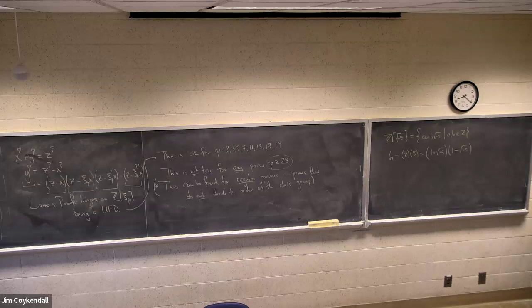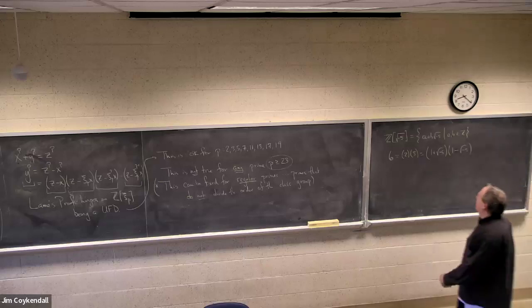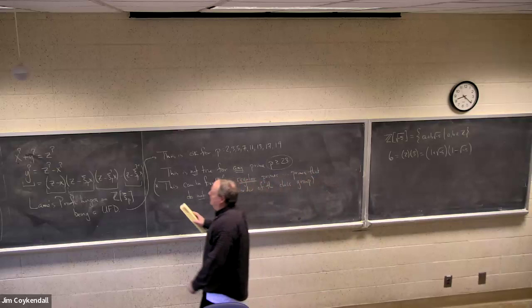And it's fairly easy. You can use the norm and you can show that the elements involved are 2, 3, 1 plus radical -5, 1 minus radical -5, are all irreducible. So you've got a bad factorization. Everybody okay with that? However, this has unique factorization in prime ideals. I'm going to deconstruct this factorization a little bit.